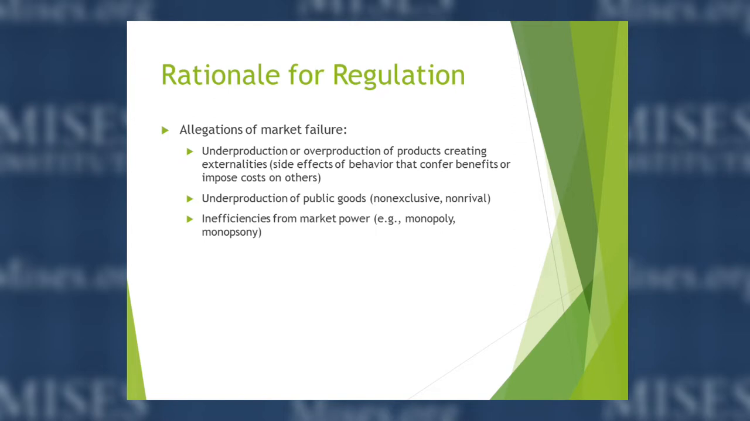It'll discuss negative and positive externalities, and maybe market power, monopoly, and that sort of thing. Those are the three key pieces of allegations of market failure. And typically the prescription is, well, we need more government. We need more government to engage in antitrust regulation, or we need more government to subsidize the positive externalities and tax the negative externalities, or to provide public goods which are allegedly underprovided by markets.